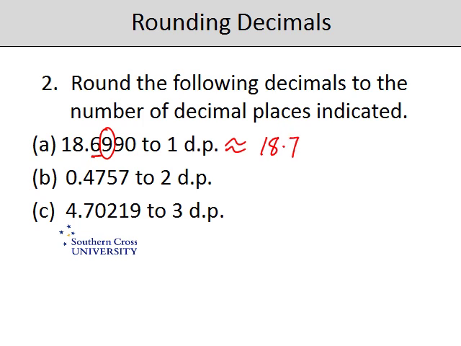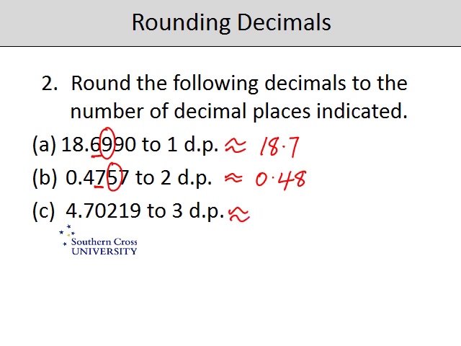In the second part, we need to work to 2 decimal places. There's a 7 in the second decimal place. We have a 5 to the right of it. That means we need to round up, so it will become 0.48 when it's rounded up.